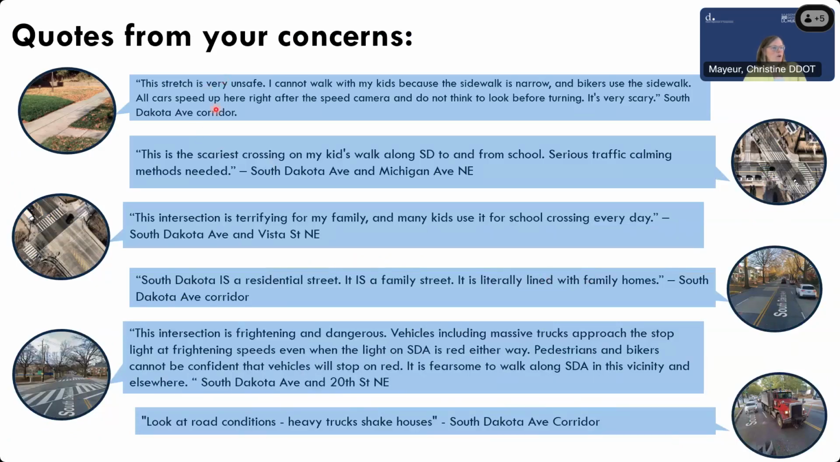Some quotes from what you told us on the map, noting that sidewalks can be narrow and difficult to navigate with people biking on the sidewalk. Michigan and South Dakota was noted as a difficult intersection, a frightening intersection to cross. Same for Vista Street and South Dakota, that the street is lined with homes and it's a family street. South Dakota and 20th was also noted as frightening to cross. And then road conditions, because the heavy trucks are shaking houses along the corridor.